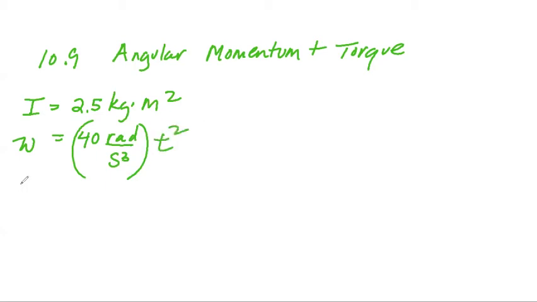So find the fan's angular momentum as a function of time and find its value at t equals 3 seconds. That's A. And B says find the net torque on the fan as a function of time and find its value at t equals 3 seconds.